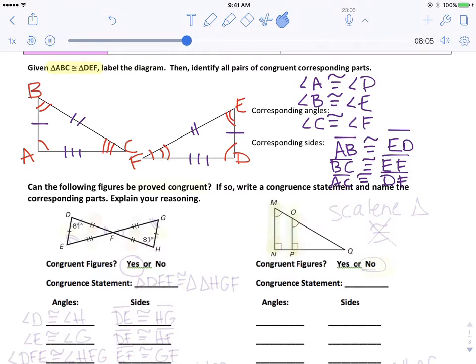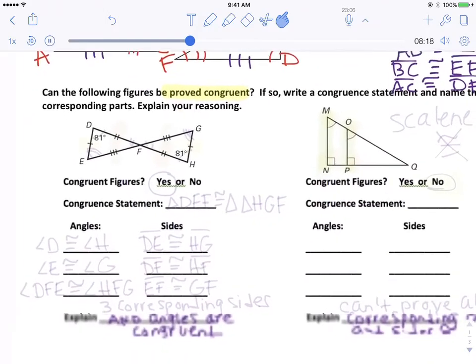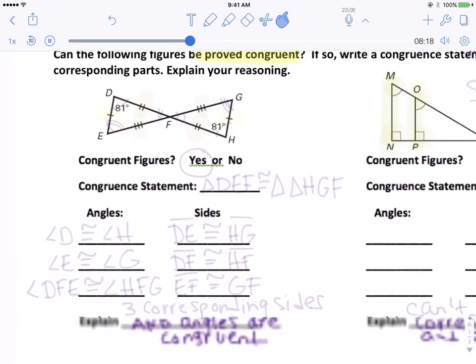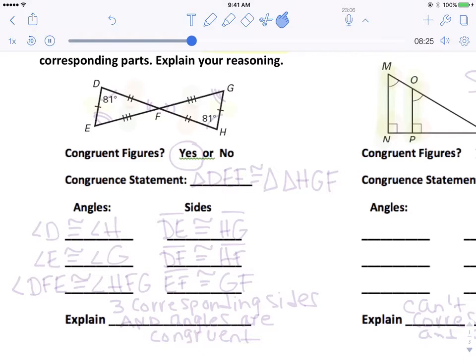ones match up. So in the next section, we're asking, can these following figures be proved congruent? So right now, the only way we know to prove them congruent is to use that corresponding parts theorem. So in order to say they're congruent, we have to be able to know for sure from the markings that are there that the angles are all congruent and that the sides, their corresponding sides, are congruent. So let's look at this first example.